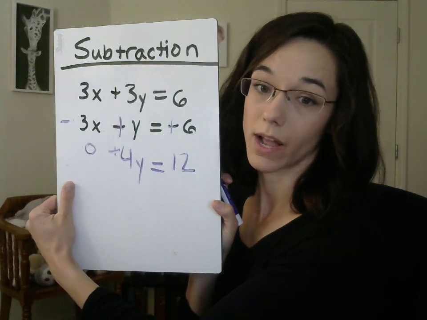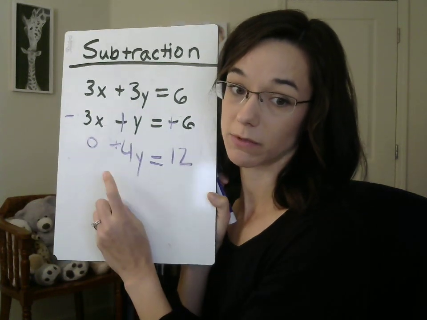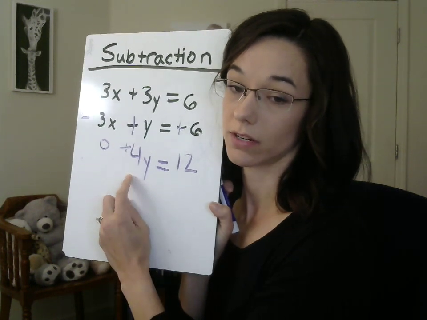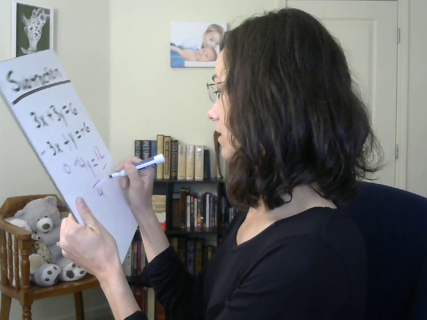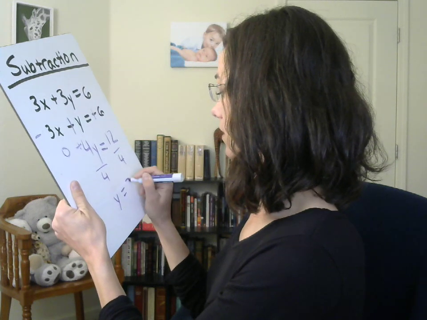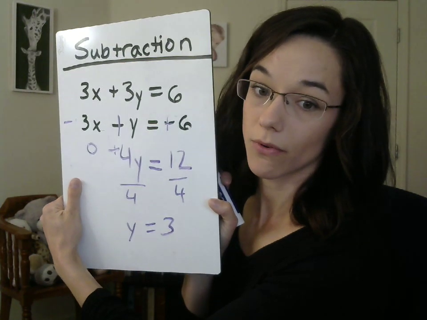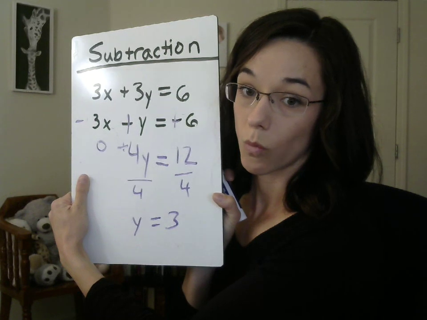Now you have 4y equals 12. We're going to divide both sides by 4 to get rid of that coefficient because it's being multiplied by the y. When you divide 12 by 4, you get 3. So you know that y equals 3.